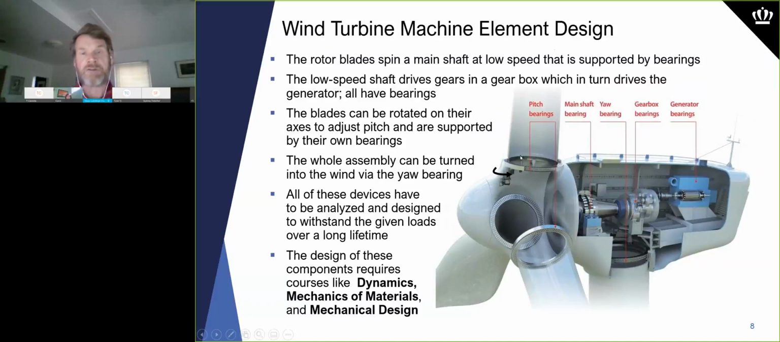Okay, so all of these elements that you see in here that have been identified, all these bearings like the pitch bearings, the main shaft bearing, the actual main shaft itself, the yaw bearing for turning the nacelle, the gearbox, the generator, these are all mechanical elements that have to be designed by mechanical engineers. They all have to withstand certain loads and rotational rates. And we're going to understand how to go about this by studying courses like dynamics, where we look at moving bodies, mechanics of materials, where we look at the strengths of materials, and we look at how the materials will deform and deflect. And then mechanical design, where we pull all these things together and understand how to specify a bearing. Okay.